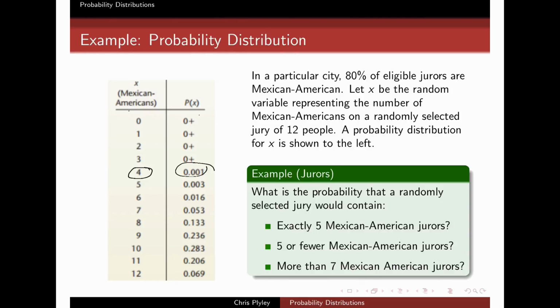So it makes sense in this case to try to use these probabilities as weights, as if I was calculating a mean. What I'm thinking is that if I actually did select 100,000 juries or 1,000 juries or something like that, out of those 1,000 juries, how many times would I expect to get 12 Mexican Americans on my jury? Well, I'd get it about 6.9% of the time. And how many times would I get 7 Mexican Americans on my jury? Oh, about 5% of the time, and so on and so on.